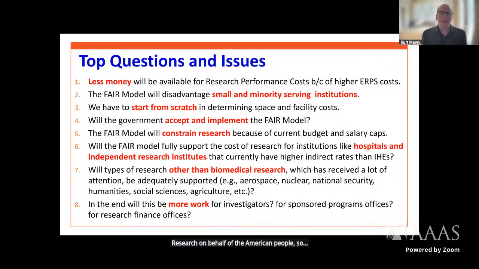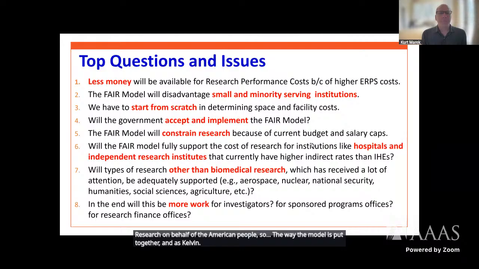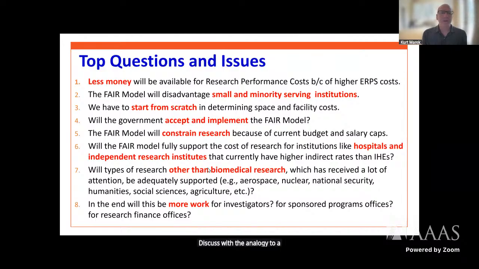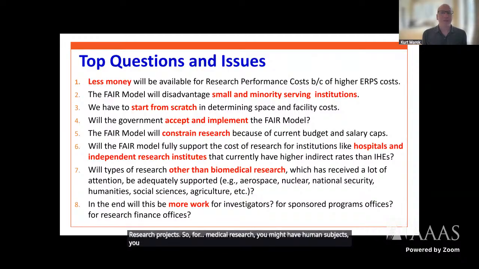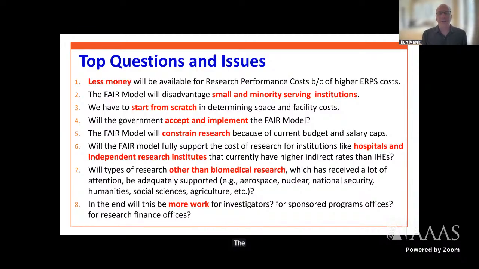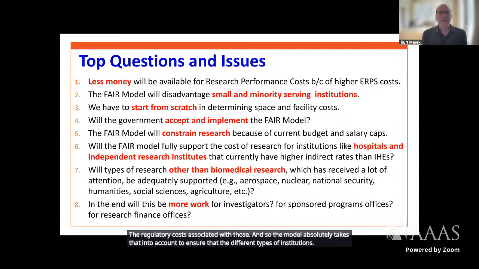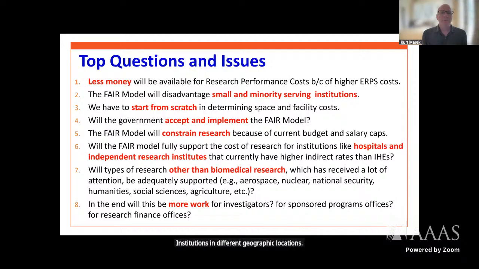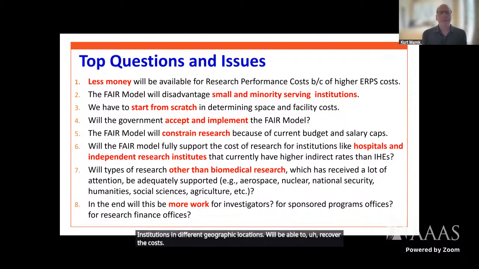So the way the model is put together, and as Kelvin discussed with the analogy to a restaurant bill, it does allow you to include your actual cost specific to the different projects that you're proposing. And that's really important. So biomedical research proposals will include more and different line items than an economics research project. So for medical research, you might have human subjects, you might have animal subjects, and you need to include the regulatory costs associated with those. And so the model absolutely takes that into account to ensure that different types of institutions in different geographic locations will be able to recover the costs associated with their research project.